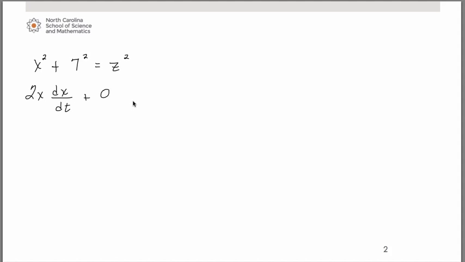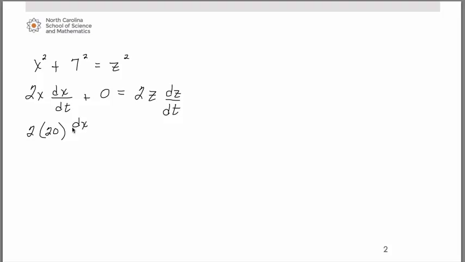Derivative of 7, of course, is simply 0. And derivative of z squared is 2z dz/dt. So remember, we do not substitute any values in until after we've done our implicit differentiation. So now we can go ahead and substitute in those values that we know. So at the particular point in time at which we're trying to figure out how fast the boat is approaching the dock, we know x is 20.